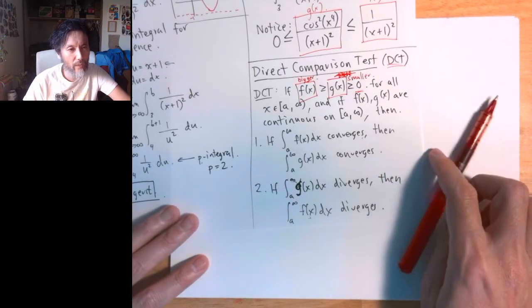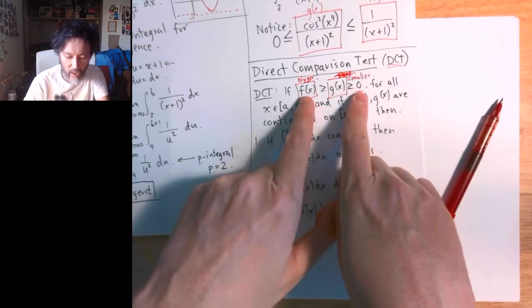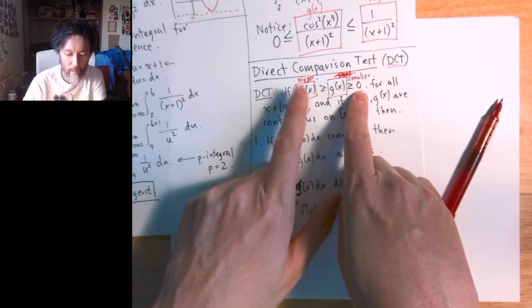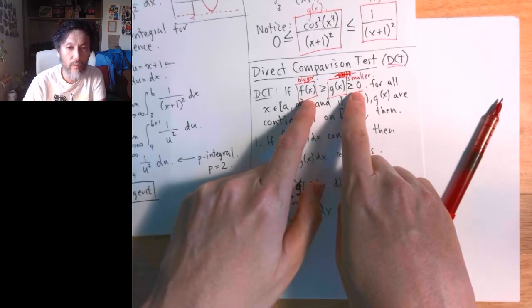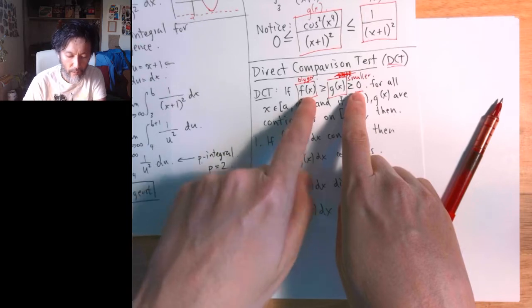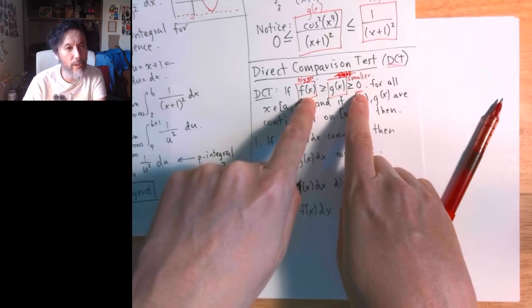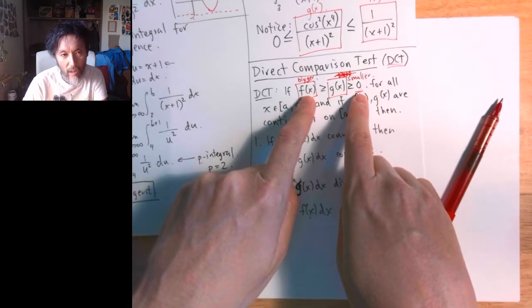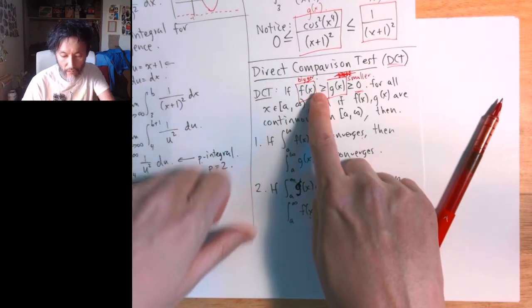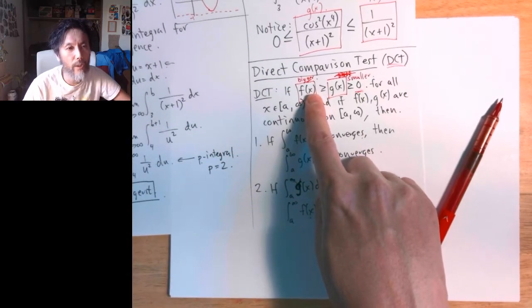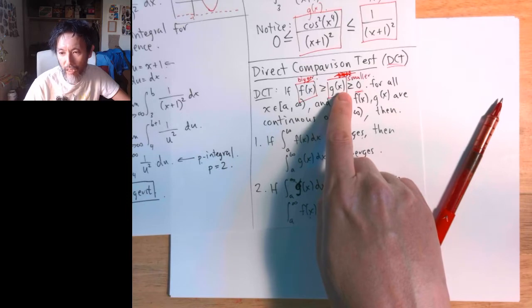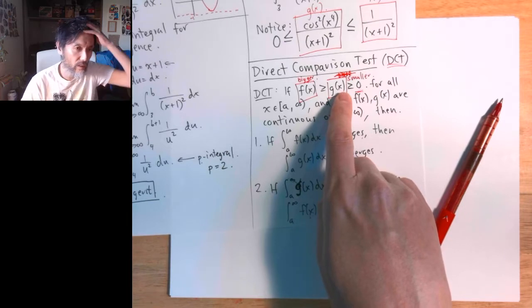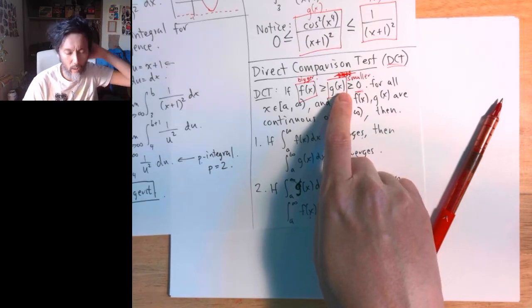So you should think of it like g of x is being squeezed on both sides by f of x and 0, right? And if the area underneath f of x from a to infinity is a finite number, so that the improper integral converges, then that must mean that the improper integral from a to infinity of g of x also converges. Does that make sense? Did I say that right? I hope so.